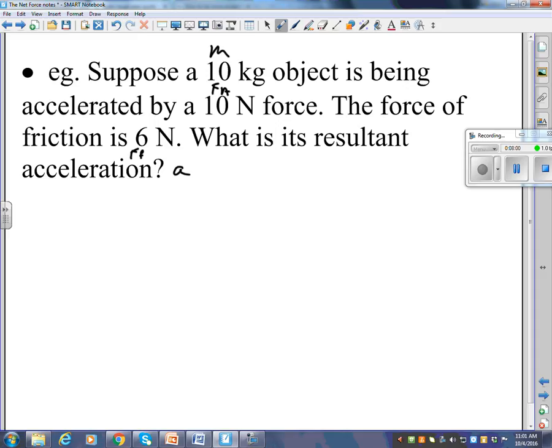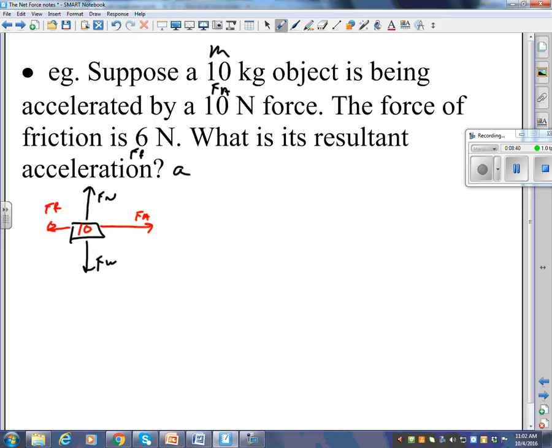Let's draw a picture. Weight force, normal force. Now, it doesn't say anything about any vertical forces at all. What does that tell you? Do we need to worry about them? They're there, but nobody cares. So we know that the mass is 10 kilograms. Sometimes we'll just put the mass inside the box. We have a 10 Newton force applied. I usually draw my applied force to the right, and the force of friction is 6 newtons, so we're going to make it a little bit smaller, FF.